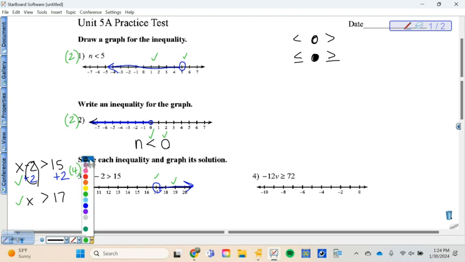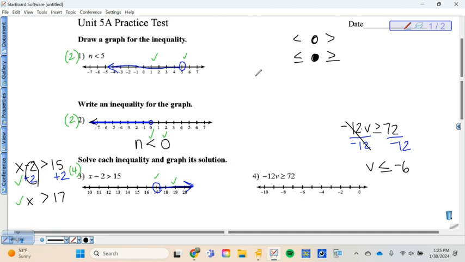I gotta solve again, but how do I solve this? I divide. Why do I divide? Looks like a minus. Why don't I do add 12 to both sides? Yeah, negative 12 is multiplying v. So the opposite of multiplying is dividing. So now I've got my v. There's v all by itself. And 72 divided by negative 12, what's that? Negative 6. What do I do with my inequality? Yeah, I gotta flip it around because we divided by a negative number.